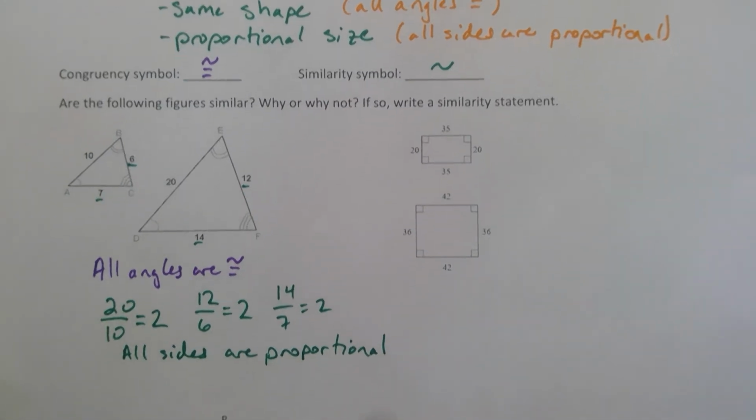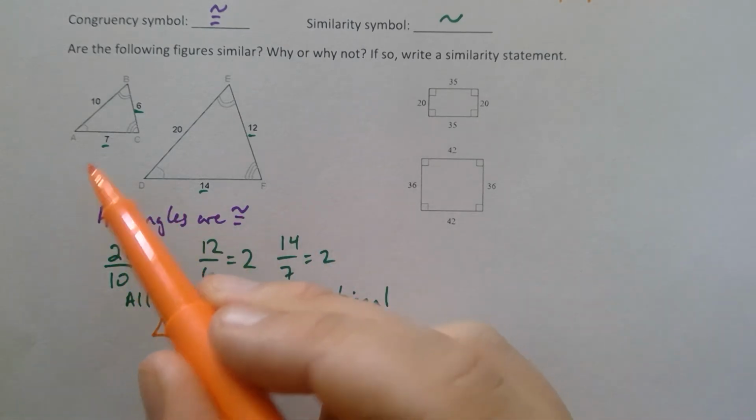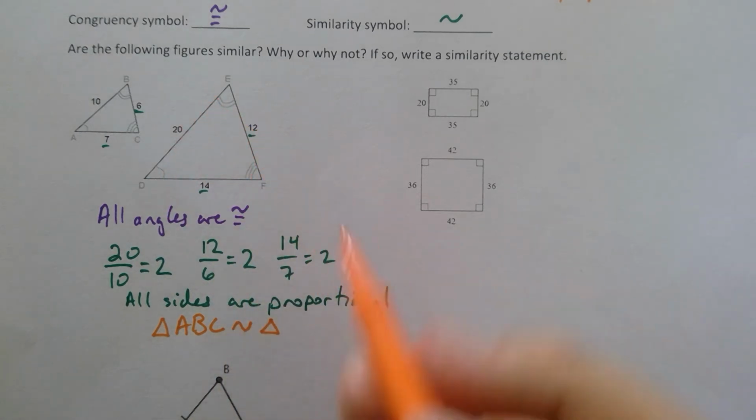So now we have to write a similarity statement. Just like we wrote congruent statements last year, we write similarity statements this year. So we have triangle ABC is similar to triangle... make sure we line up our points. So we had A, B, C, so we need D, E, F.